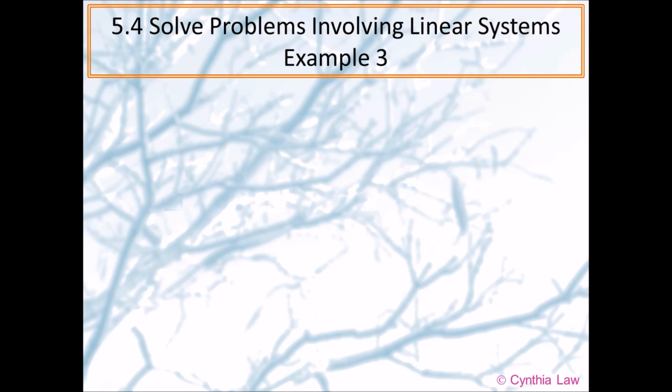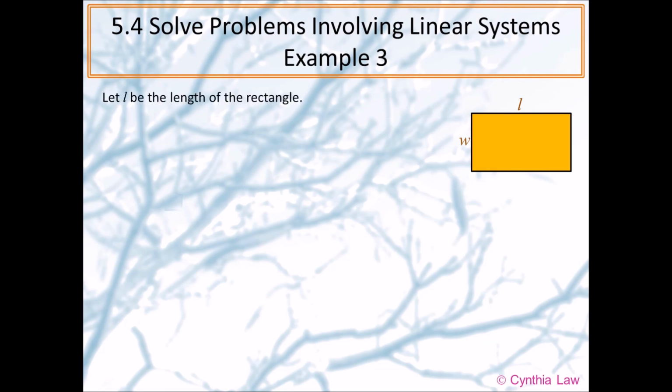Now let's put everything together. First, my diagram: length and width of the rectangle labeled. And then my let statement. Let L be the length of the rectangle, and let W be the width of the rectangle. L equals 4W. That's my equation 1. That's based on the fact that the length is 4 times the width of the rectangle.